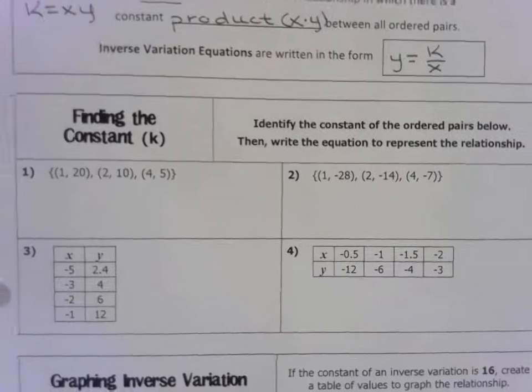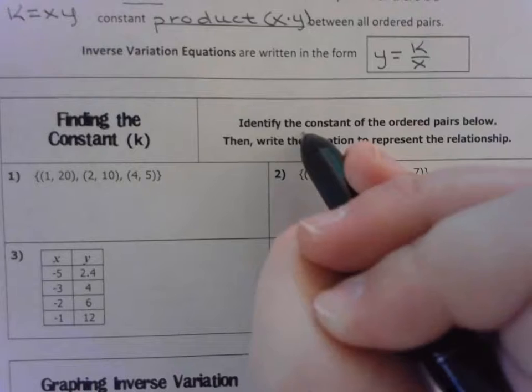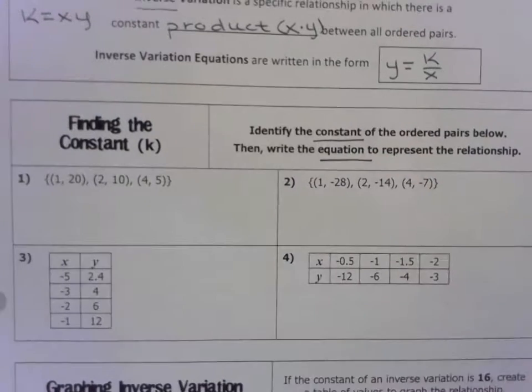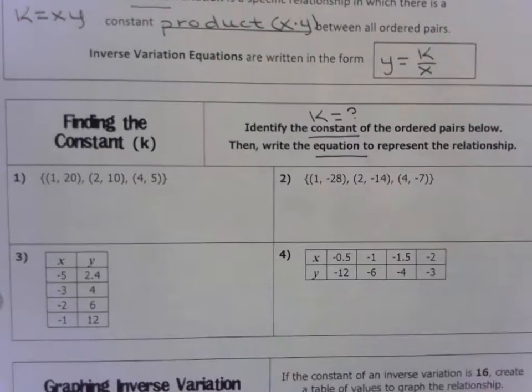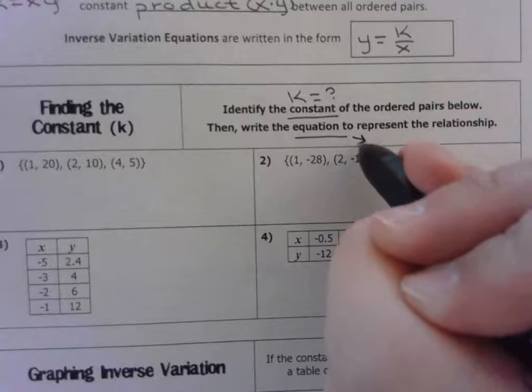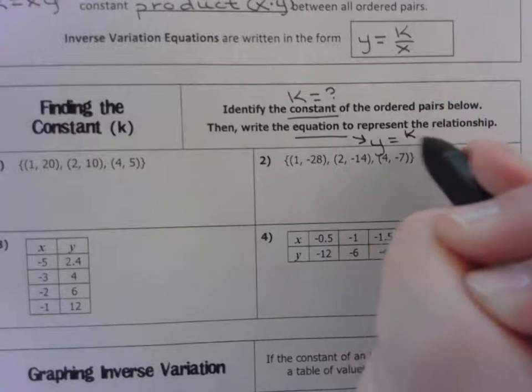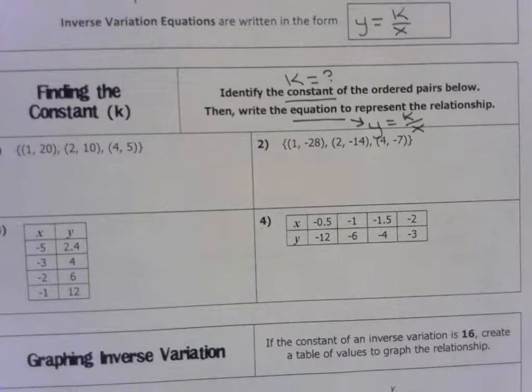First thing I need to do is I need to find the constant. Identify the constant of the ordered pairs below, then write the equation. So 2 things I need to find. Constant is k. I need to find what k equals, and then I need to write the equation. So the equation for inverse is y equals k over x. So find k and then plug it in. So just like we did on Wednesday, except we're doing inverse instead of direct.